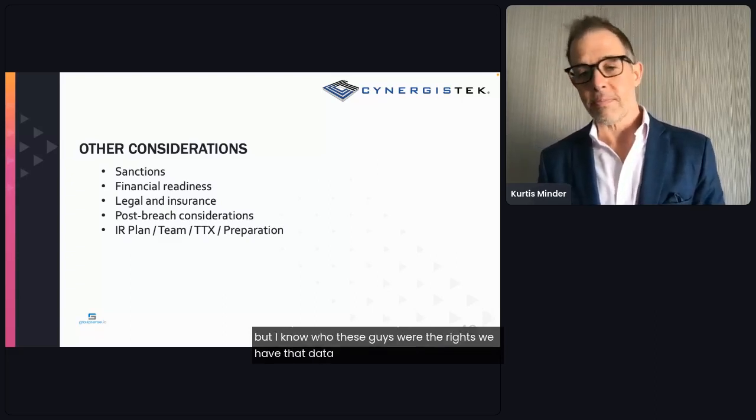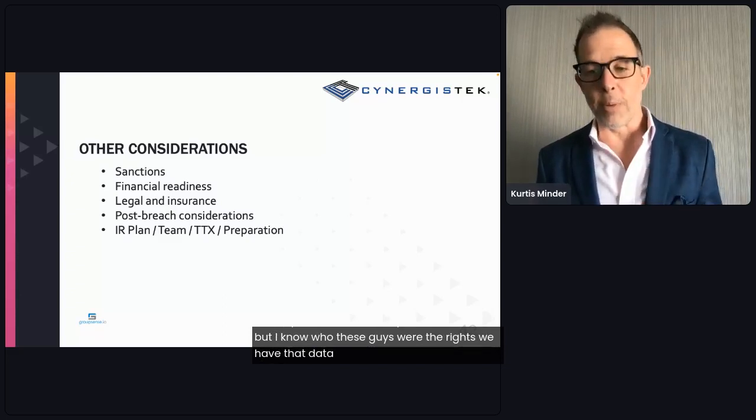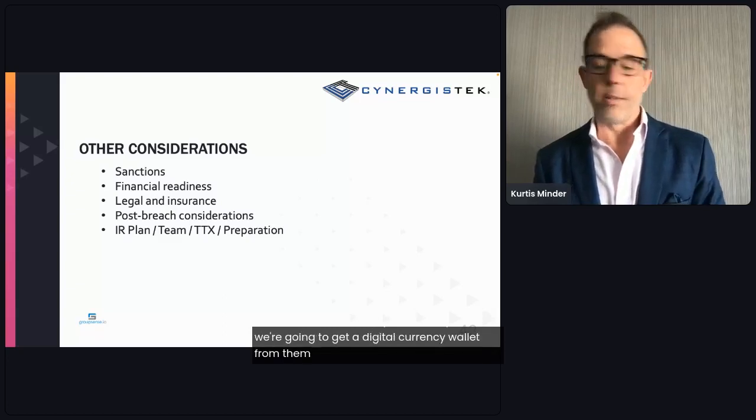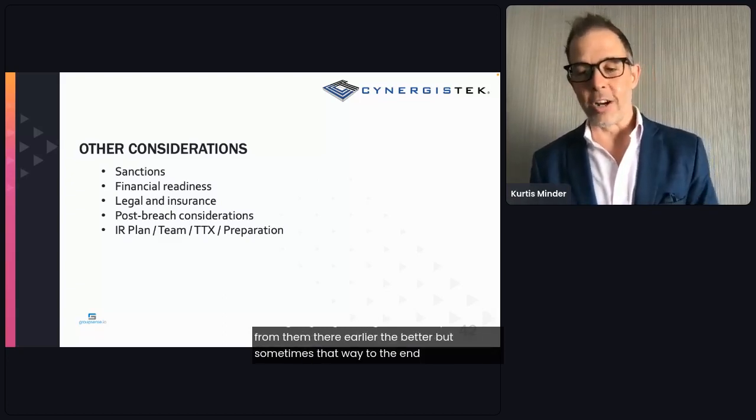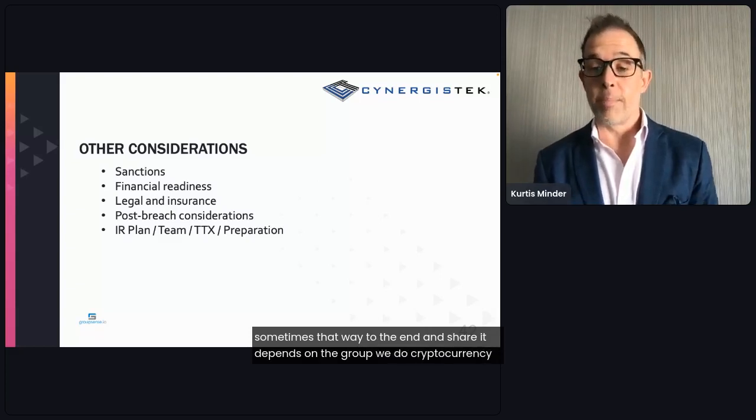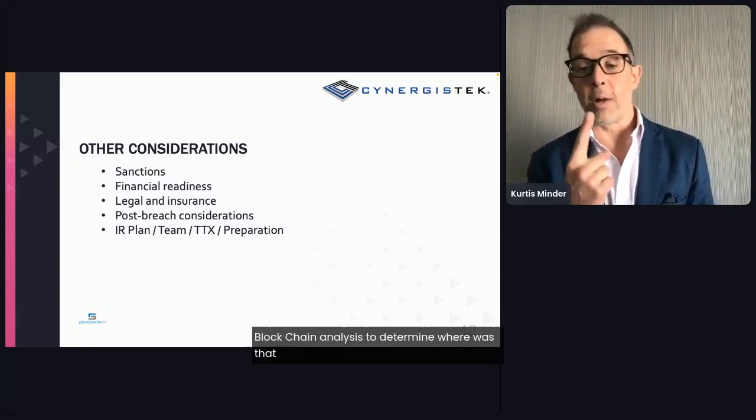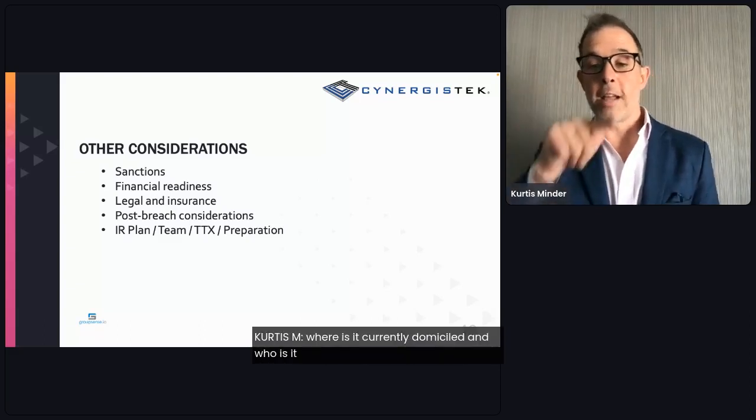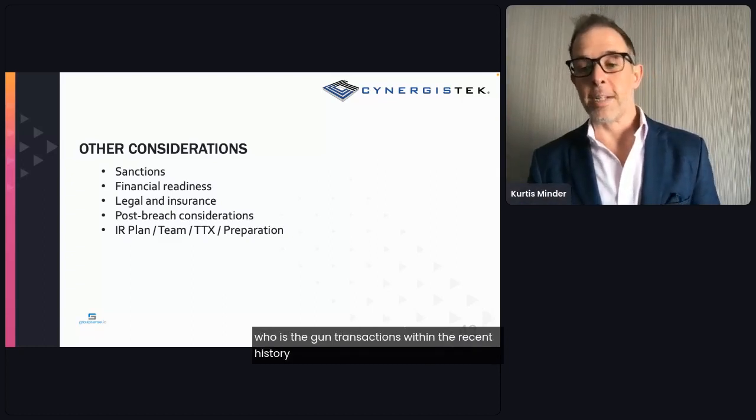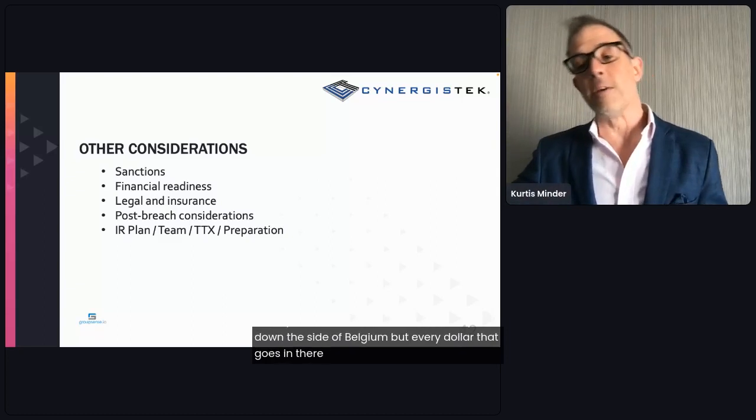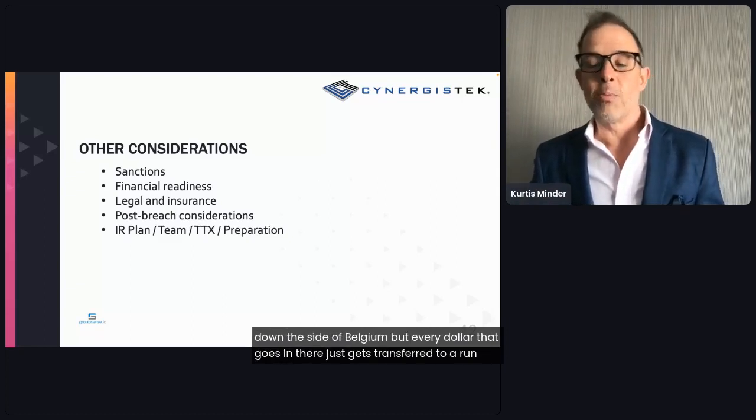We have that data. The other thing that we do, which is a little bit more advanced, is, at some point in the process, we're going to get a digital currency wallet from them. The earlier, the better, but sometimes they wait till the end to share it. It depends on the group. We do cryptocurrency blockchain analysis to determine where that wallet was created, where it is currently domiciled, and who it has done transactions with in the recent history. Because if we're going to send money to the wallet and it's currently domiciled in Belgium, but every dollar that goes in there just immediately gets transferred to Iran, probably shouldn't do that.